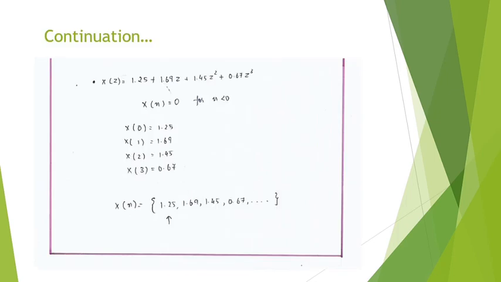So we have x of z as 1.25 plus 1.69z plus 1.45z square plus 0.67z cube. So x of 0 is 1.25, x of 1 is 1.69, x of 2 is 1.45, x of 3 is 0.67, and we have a condensed view of the answer. x of n is equal to 1.25, 1.69, 1.45, 0.67, and so on. And this begins at 0, which is at 1.25.